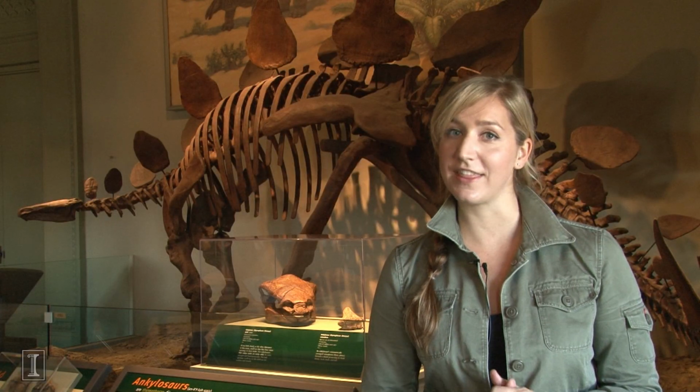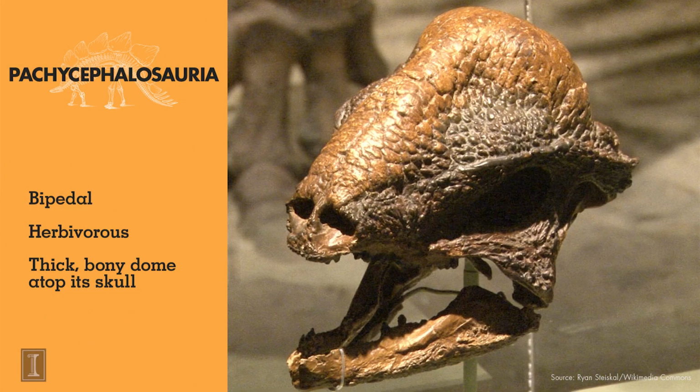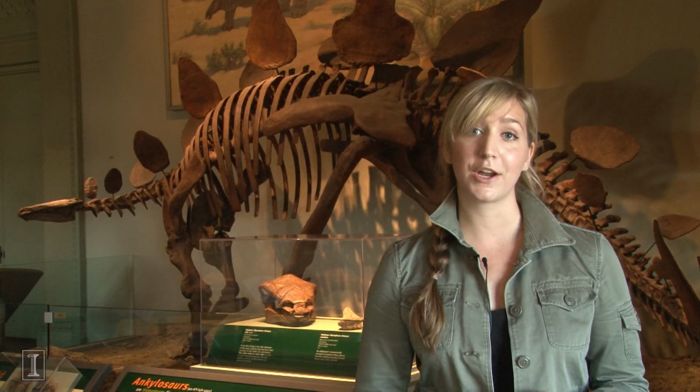The last group of ornithischians are the Pachycephalosauria, and they're named that because of this thick dome that actually has grown into a big bony protective structure on the top of their head. These guys are actually bipedal, a change there, but they still are herbivorous.